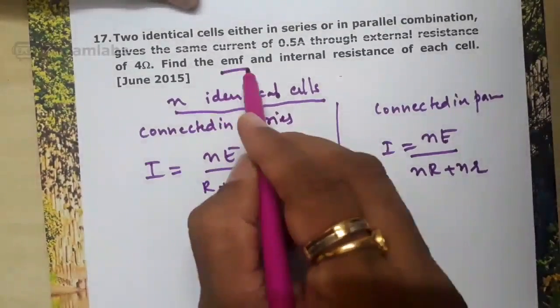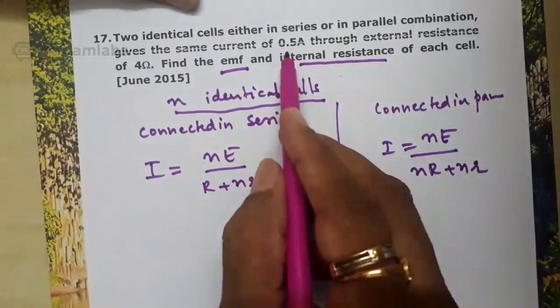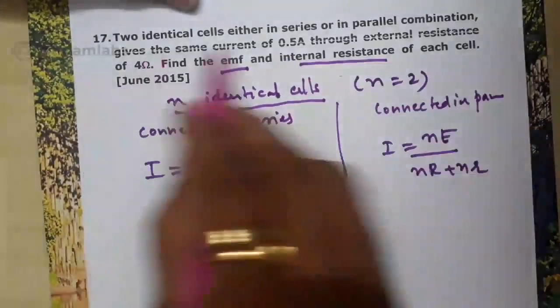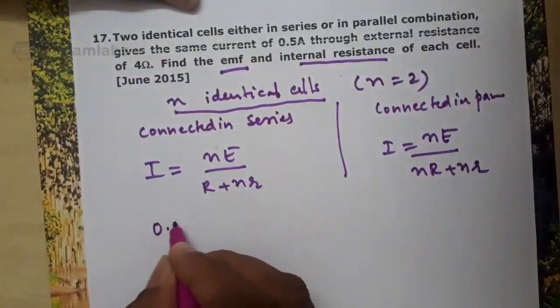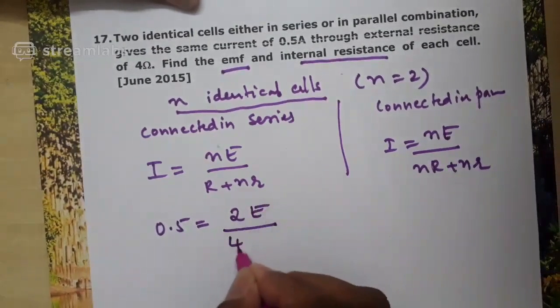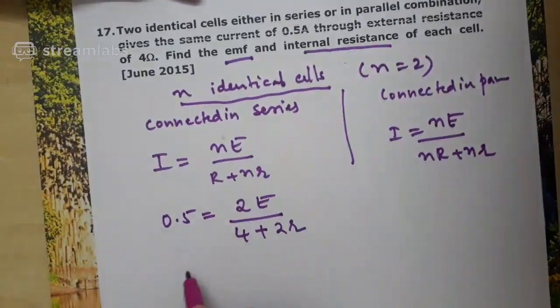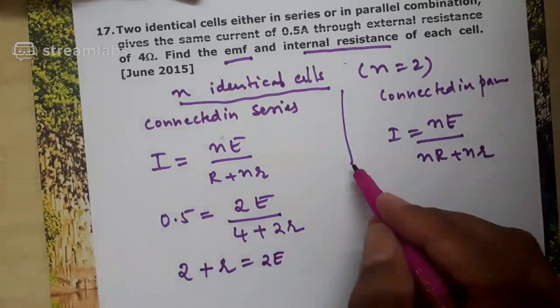You're asked to find out the EMF and internal resistance of each cell. That's all. You have to find out E and r, where the current is given and the number of cells in the problem is 2. How many cells are given? 2 identical cells. So in the first case, I is 0.5, n is 2, E by capital R is 4 plus n is 2 into small r. If I do the cross multiplication, 4 into 0.5 is nothing but 4 by 2, it is 2 plus r is equal to 2E, correct? One equation with two unknowns.